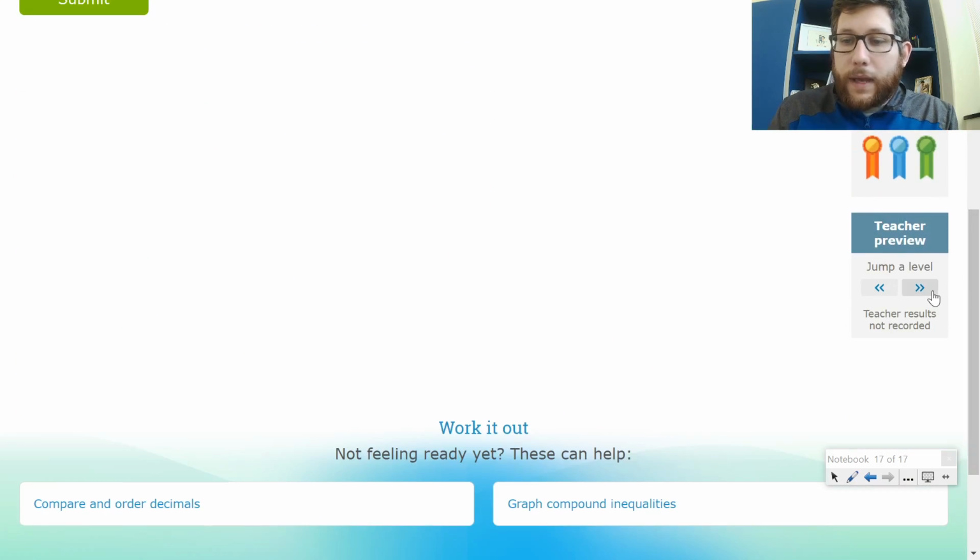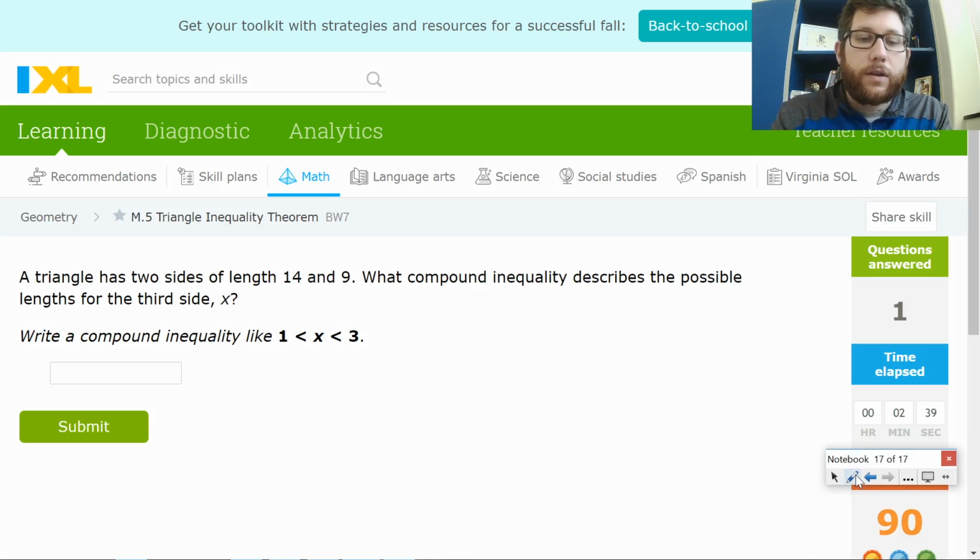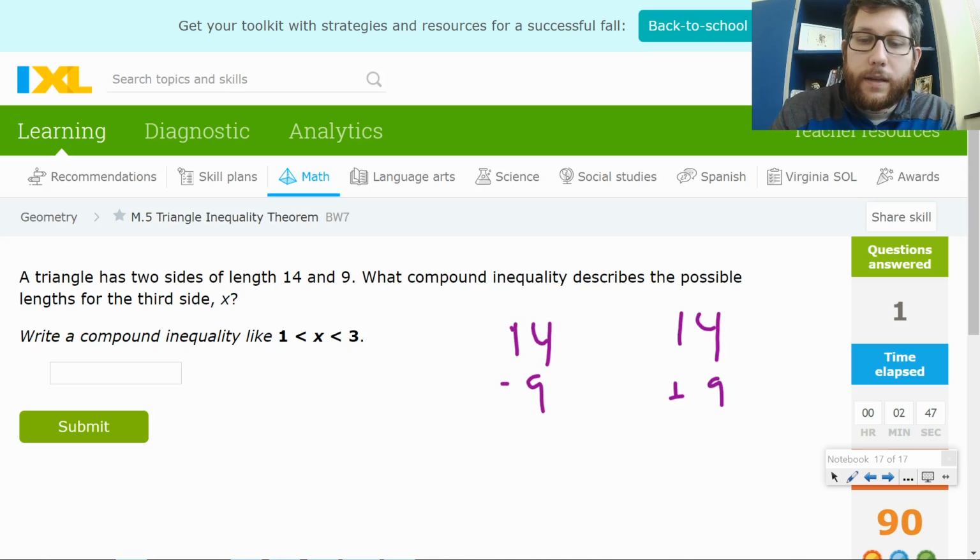Now you might also get questions like this, where you have a triangle with side lengths of 9, 14, and 9, and they want you to set up your inequality. Again, all we're going to do is do it like we always do it. Subtract on one side, so 14 minus 9 on one side, 14 plus 9 on the other side. And I get 23, and I get 5.